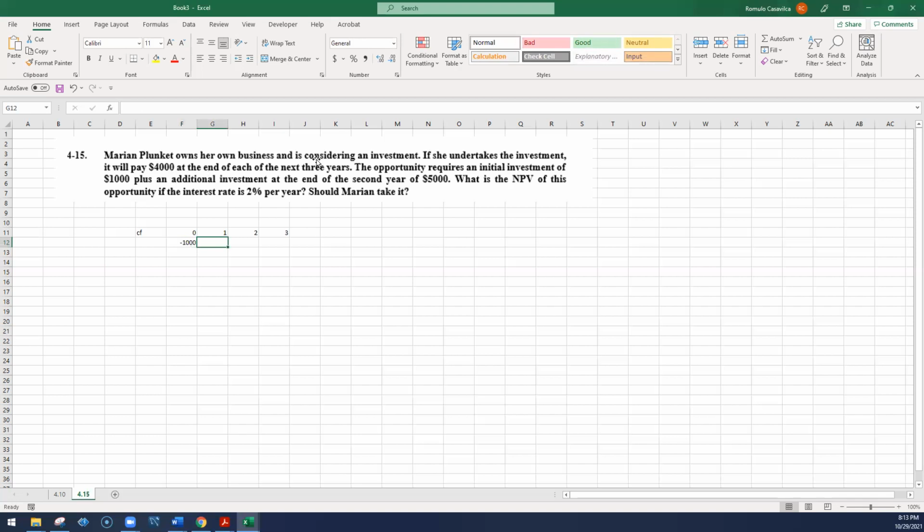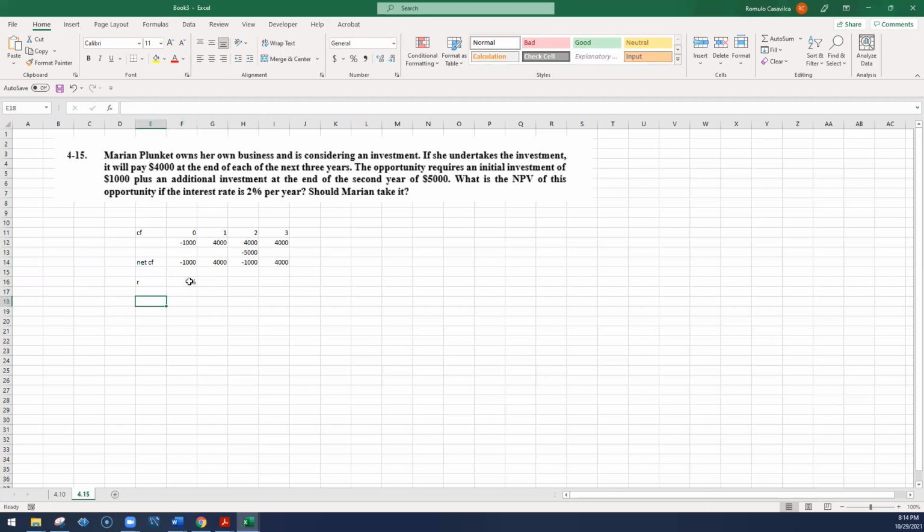And for the next 3 years, you will earn 4,000, so that's positive. Plus, there is also a second investment in year 2, which is minus 5,000. So let's get a net CF. This is my real cash flows. I have to discount these cash flows to year 0 to get an NPV. So what's my rate? My rate to discount is 2%.